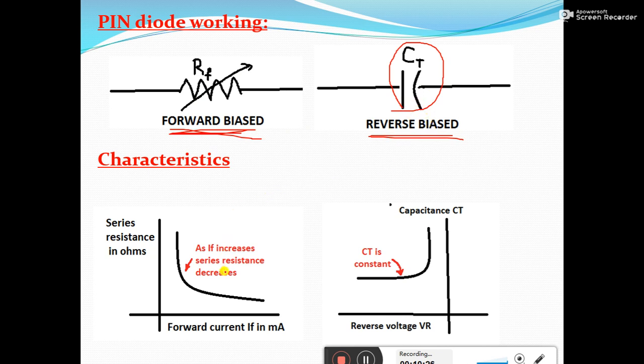You can see the characteristics here. Initially the resistance is very high with a small forward voltage. As the forward voltage is increased, or as the forward current through the diode increases, the resistance decreases. And here you can see the reverse characteristics. Whenever the reverse voltage is small, initially there is an increase in the depletion layer, which means the capacitance decreases initially. After a particular point, the depletion layer width becomes constant even though there is a rise in the reverse bias. That's why it is shown constant here.